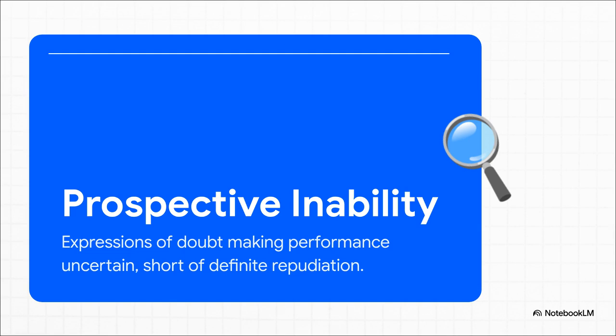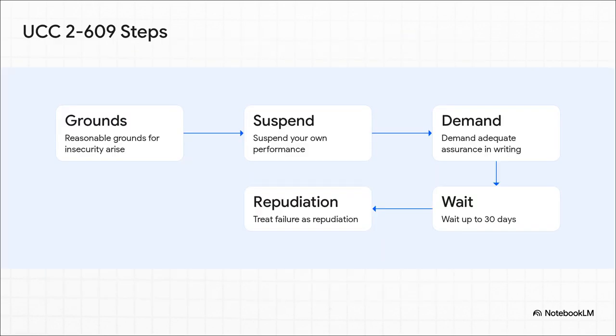This is known as a prospective inability to perform. If you suspend your performance too early, guess what? You are the one in breach. But if you just keep performing, you might be pouring money down the drain into a doomed contract. Thankfully, the law gives us an escape hatch.